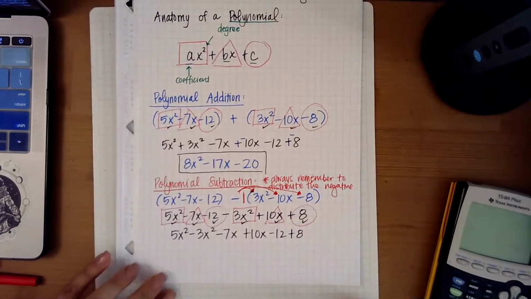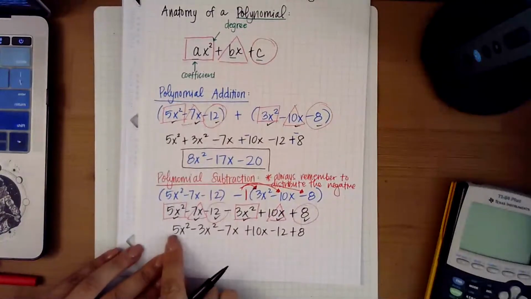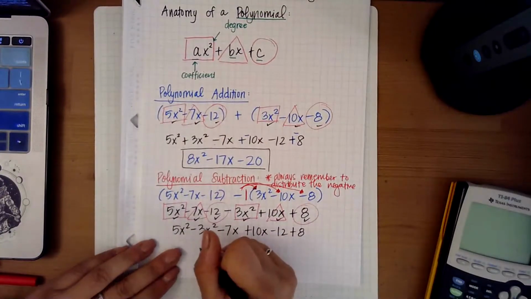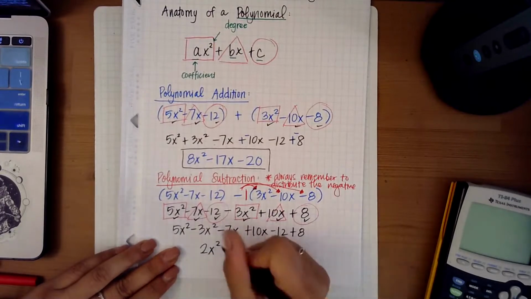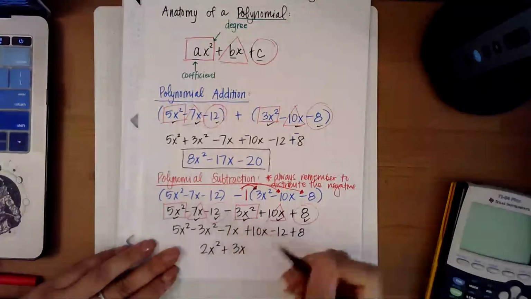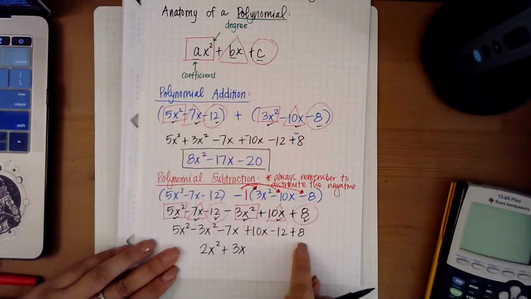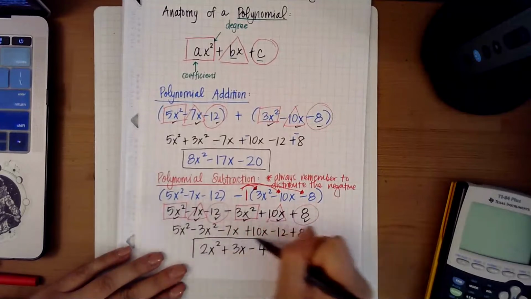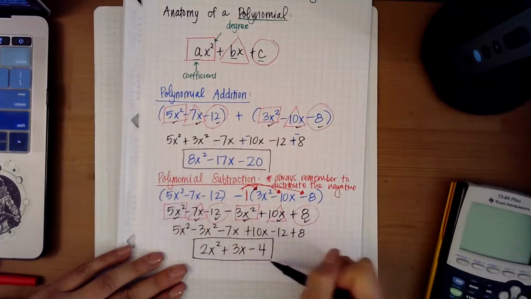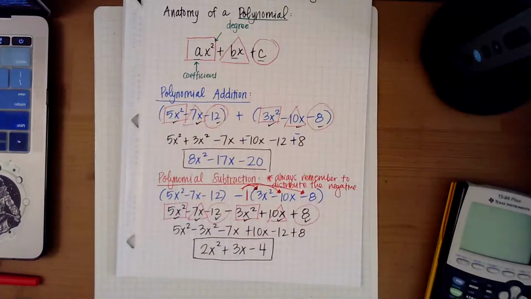And now I finalize by simplifying further. 5x squared take away 3x squared gives me 2x squared. -7x plus 10x gives me positive 3x. And -12 plus 8 gives me -4. Again, my answer is in standard form. My highest power is listed first, and then it's in descending order over that.